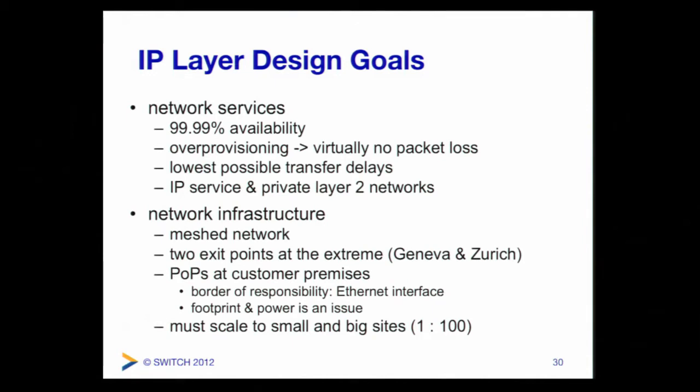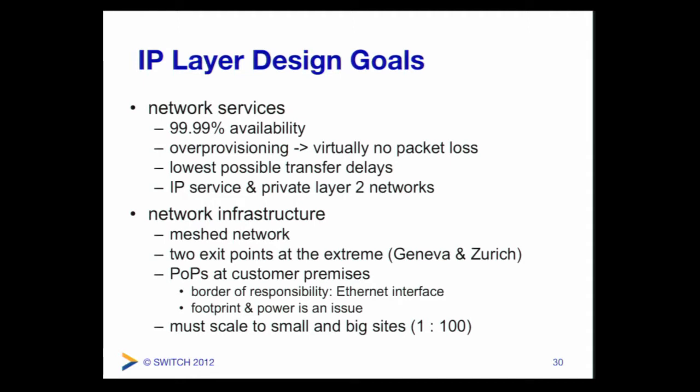The network infrastructure is a mesh network. We have 2 main exit points, Geneva and Zurich, more or less at the extremes of our network. And the POPs are inside the universities. We do not normally have POPs in a city. We put the equipment into the university, and this also has some issues because it's a footprint and power issue. The university would not like it very much if we come with a router or an optical switch that uses 1 or 2 racks of space.